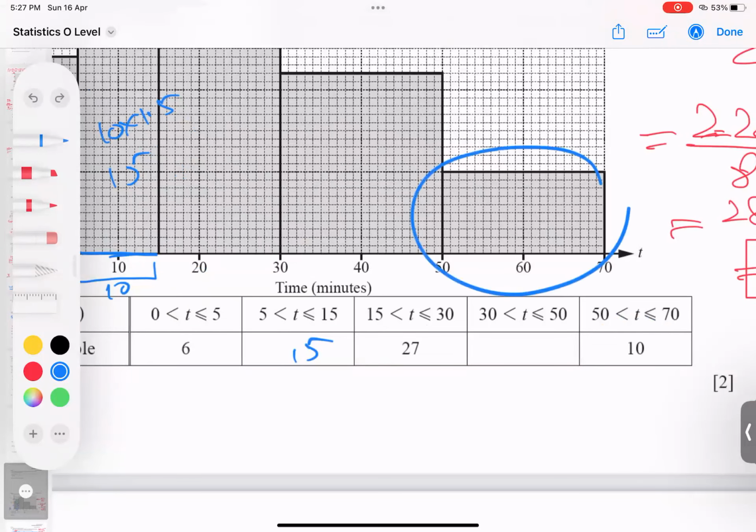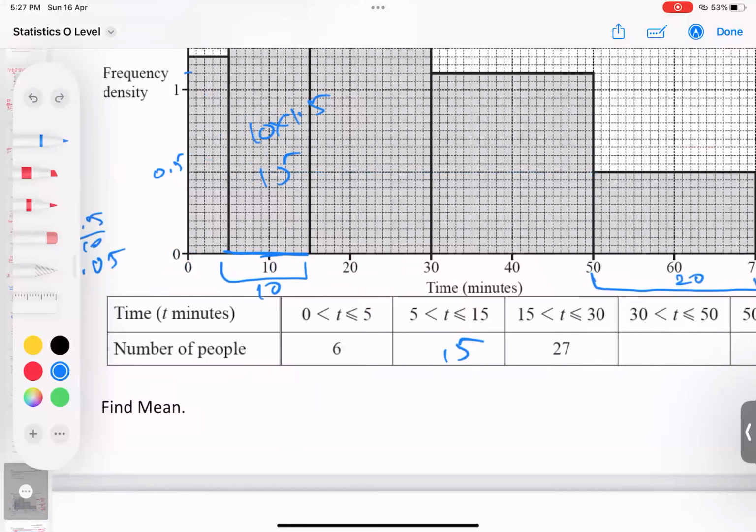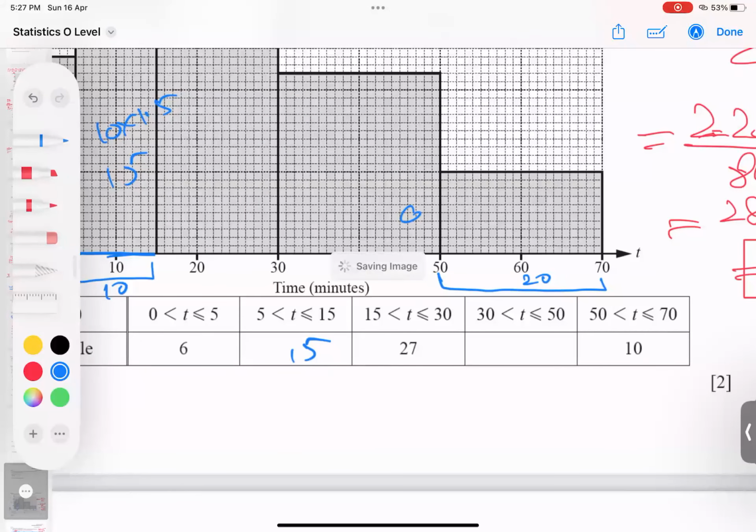The area of the last rectangle. What is this gap? 70 minus 50 gives you 20. And what is this height? 0.5. Please check it: open your calculator and multiply 20 times 0.5. It gives 10, and it matches. So you learned a very good lesson today. The histogram topic is totally finished.